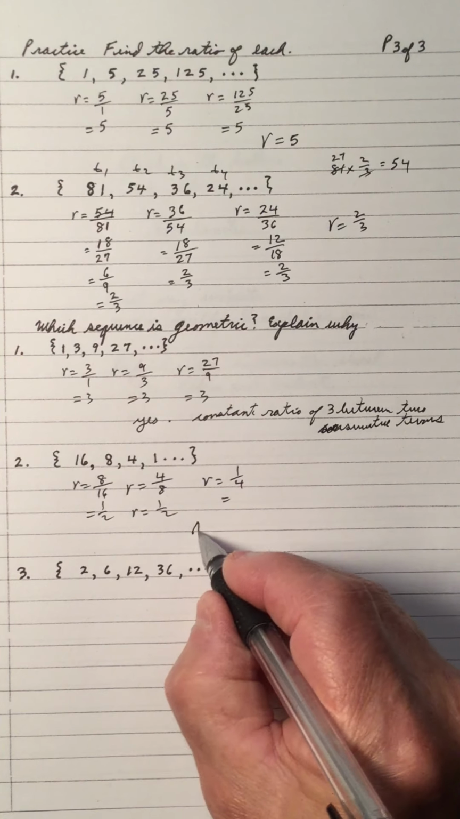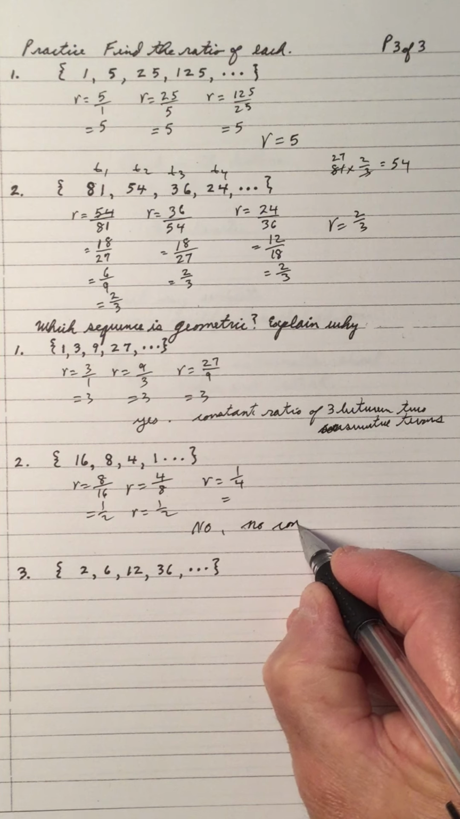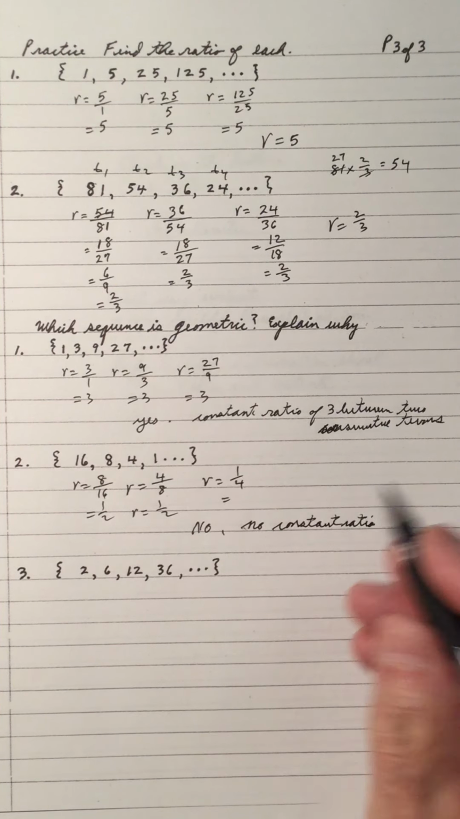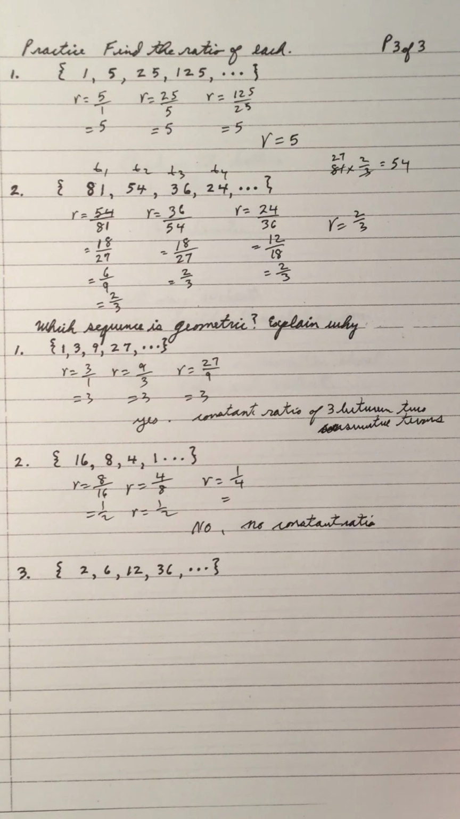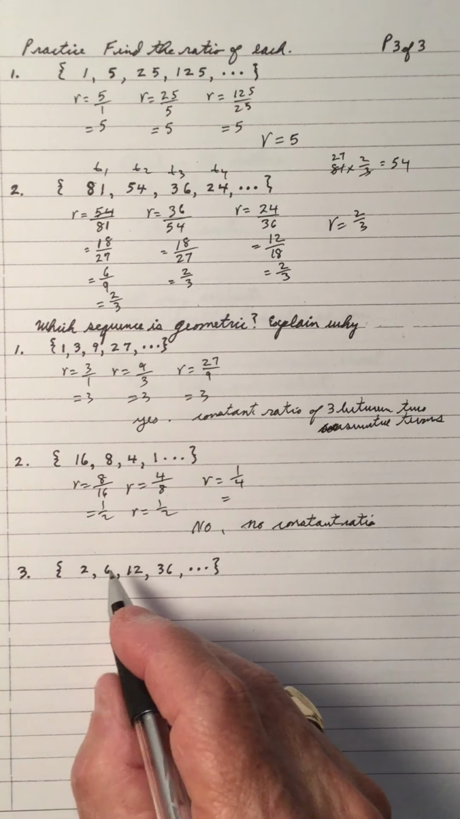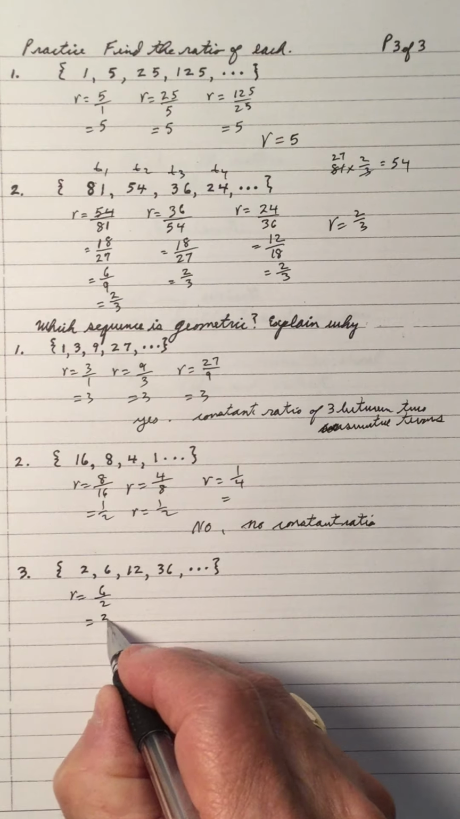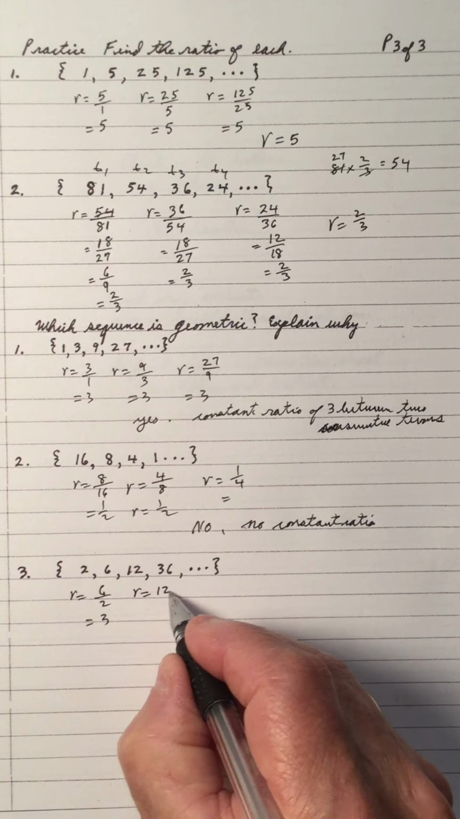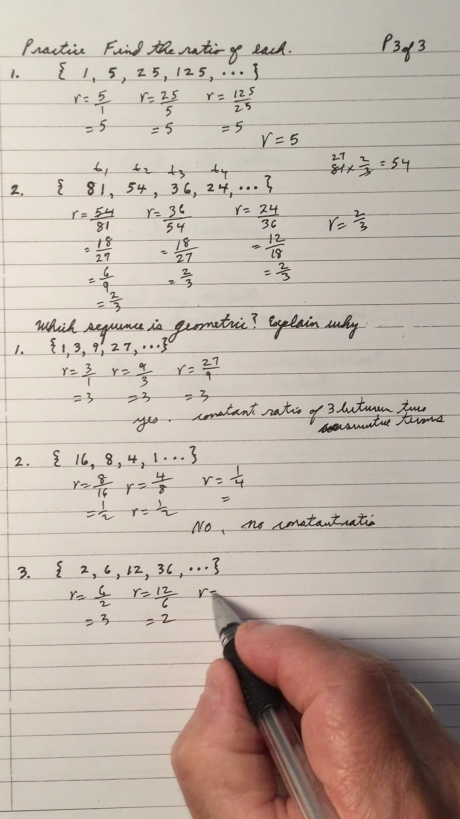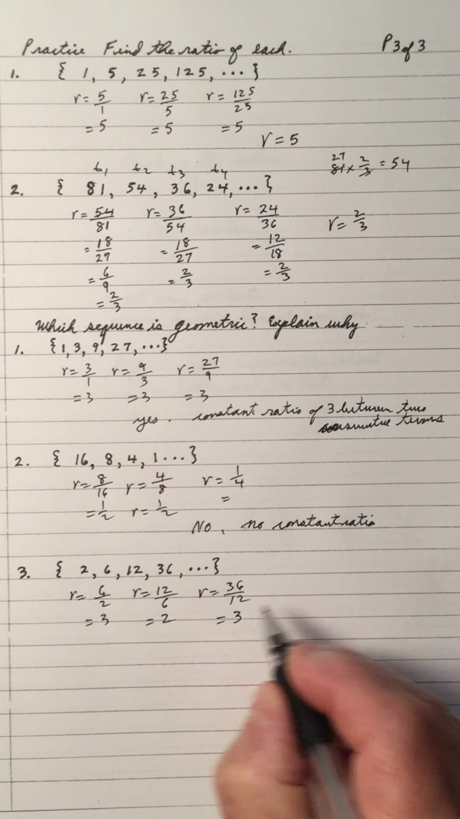So it's no, because there's no constant ratio between consecutive terms. Now let's try number 3. The ratio T2, 6 divided by 2, which is 3. The ratio T3 divided by T2, which is 2. The ratio of 36 divided by 12 is 3.